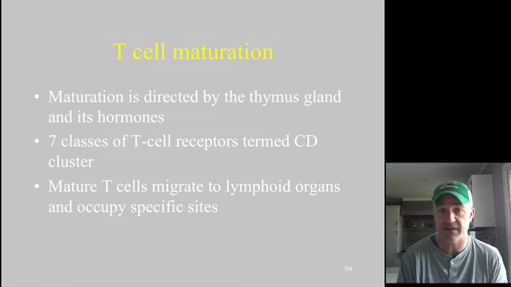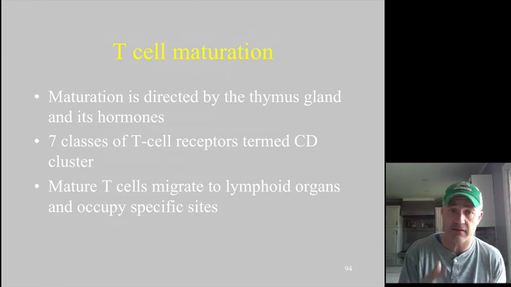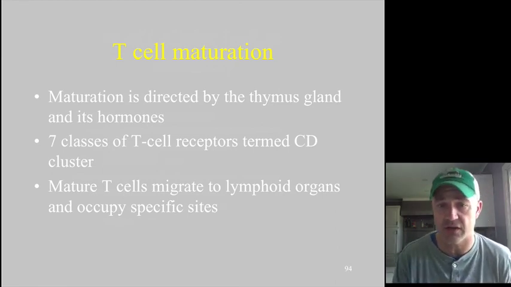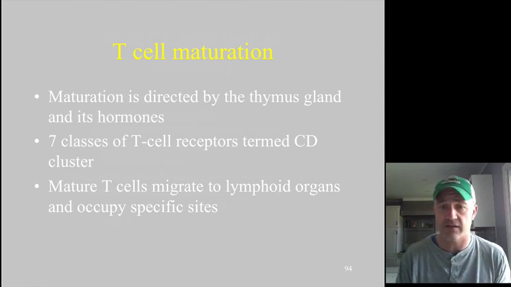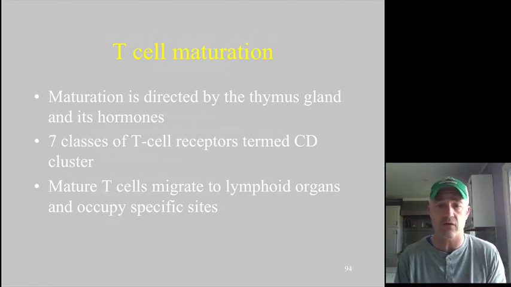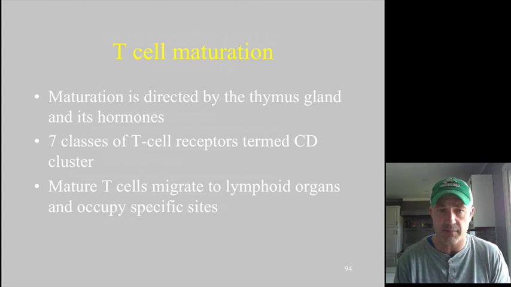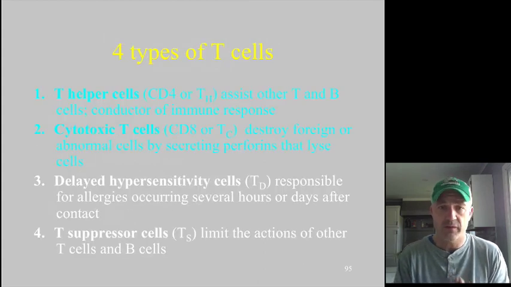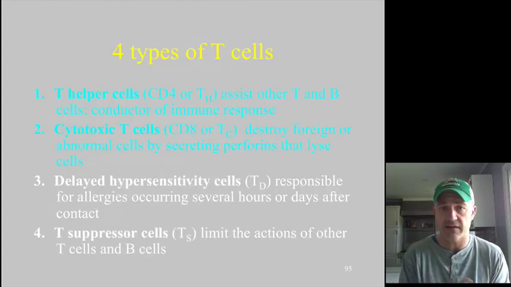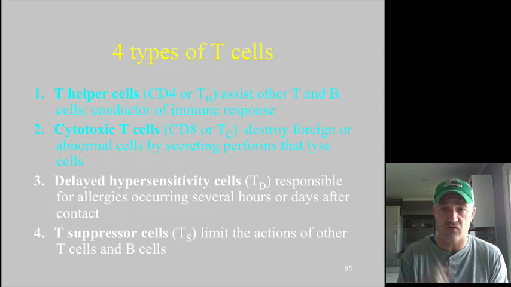Again, it's these thymosins in the thymus that are going to allow these cells to mature. Once they mature, they're going to travel out to these lymphatic organs and other sites within the body. The two main types that we're going to worry about, like I said, are the T helper cells that trigger the cytotoxic T cells, as well as the B cells.